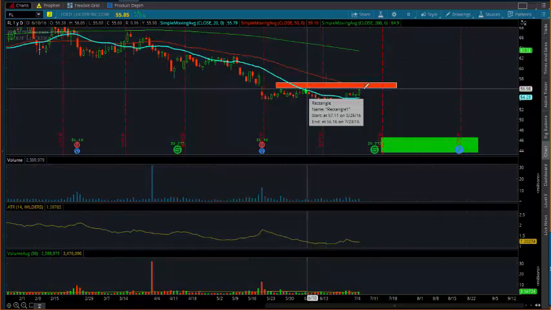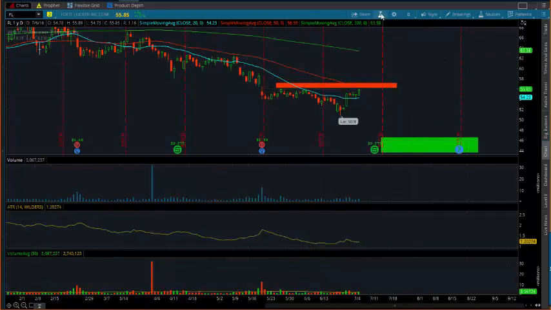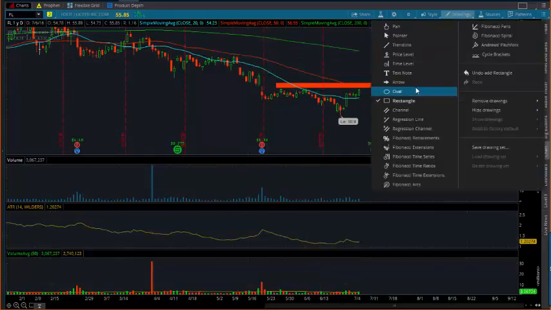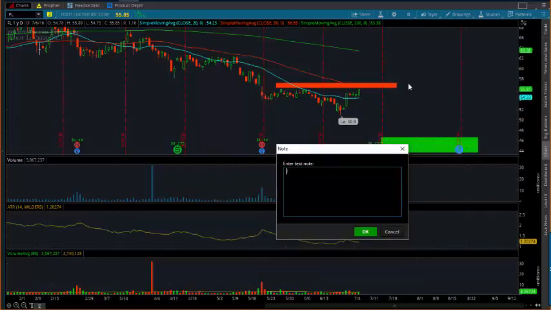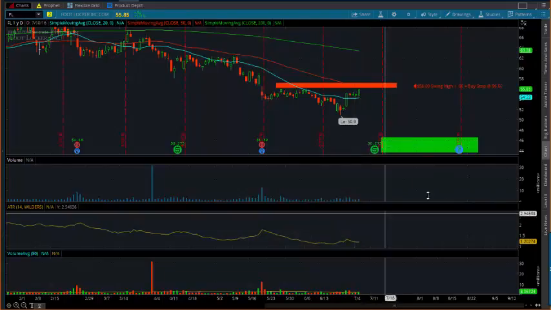Swing high is 56. So let me grab a drawing tool and put some text notes on here. $56 swing high plus half the ATR is 0.60, which means we're going to put a buy stop at 56.60. Those are the numbers.